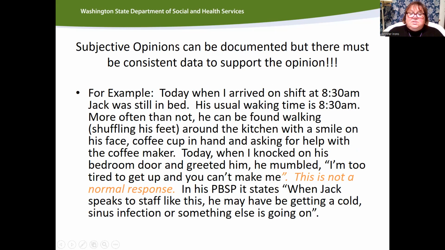So, for an example, today when I arrived on shift, you can read this. This is an example of what it is to have something objective in the sentence, but it's supported by objective, measurable, and observable information.